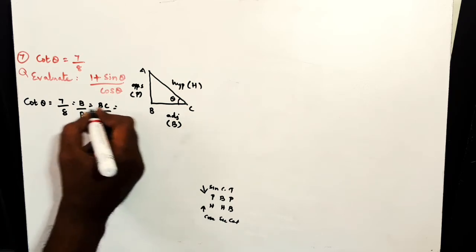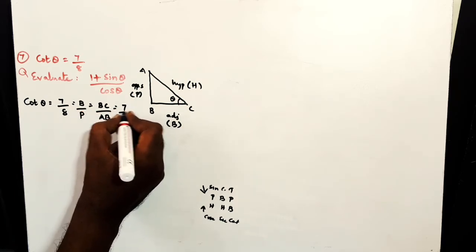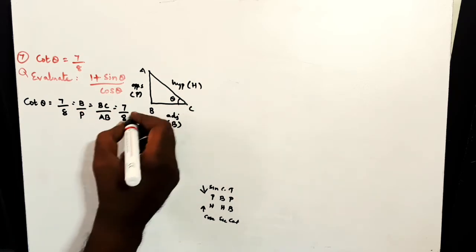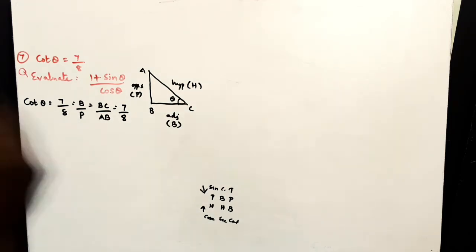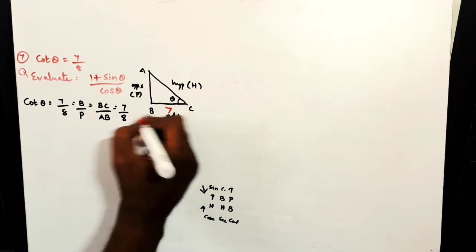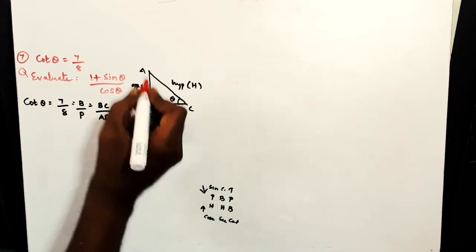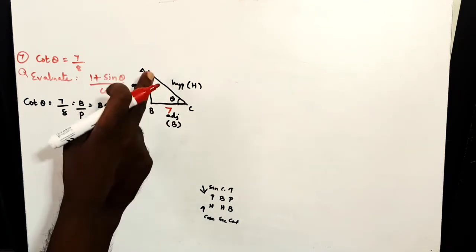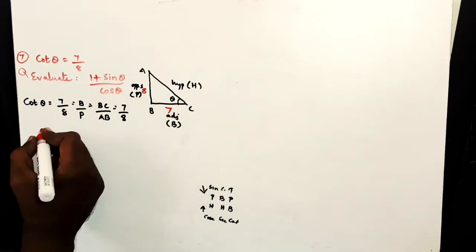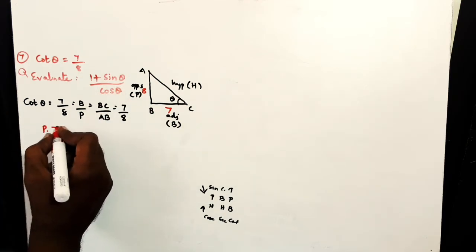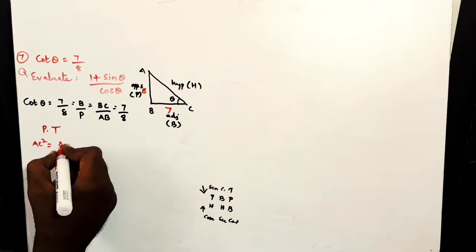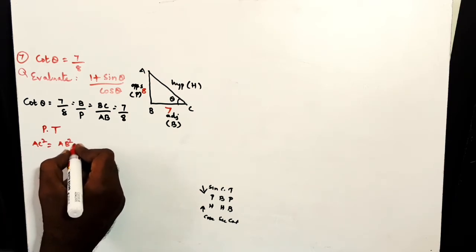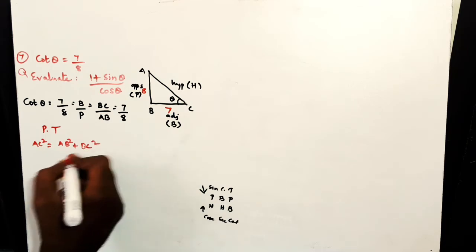So BC is equal to 7, AB is equal to 8. If you know two sides, you have to find the third side. According to Pythagoras theorem, AC square is equal to AB square plus BC square.